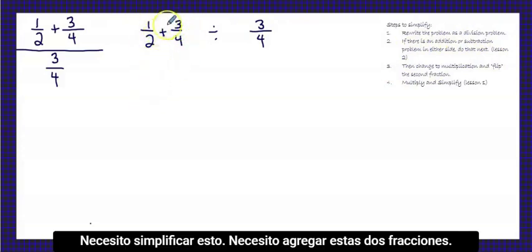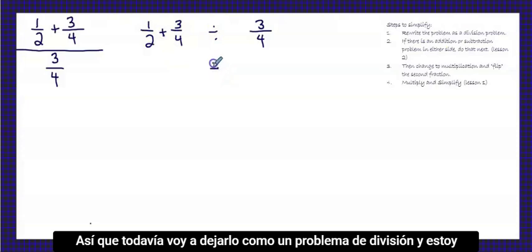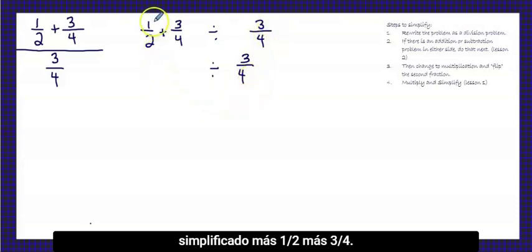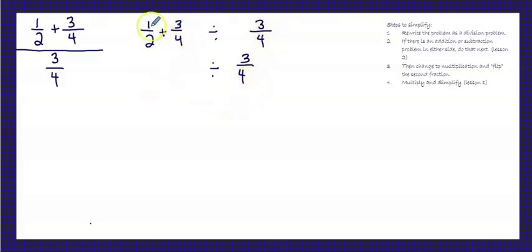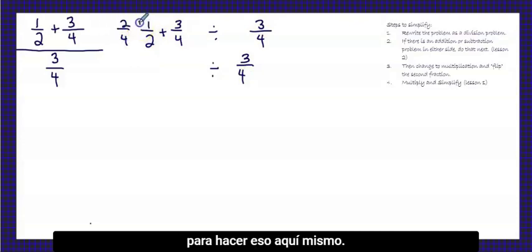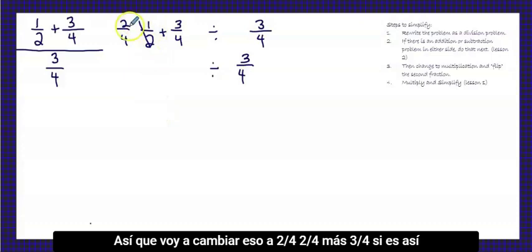I need to add these two fractions, so I'm still going to leave it a division problem, and I'm still going to have my 3/4 over here because this can't be simplified anymore. 1/2 plus 3/4, I can change this 1/2 to 2/4, and I'm just going to do that right here. So I'm just going to change that to 2/4. 2/4 plus 3/4 is 5/4.